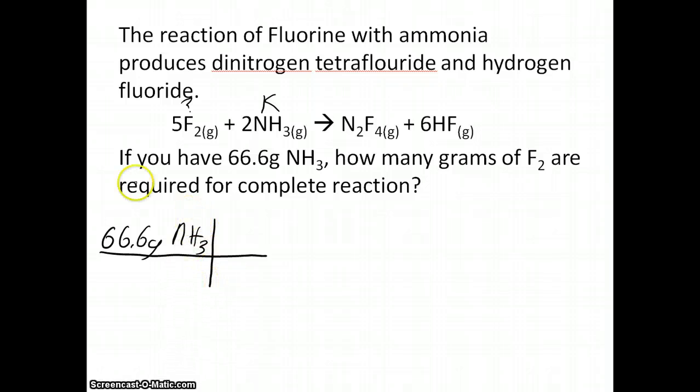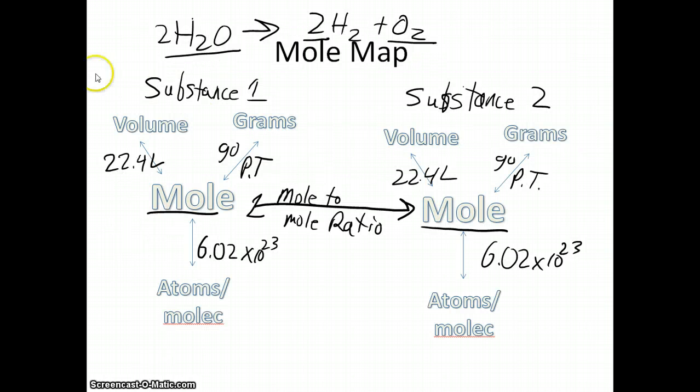66.6 grams. So let's look at our mole map. Where are we? We are in grams of substance 1. That means we have to convert to moles first before we can convert to our second substance.